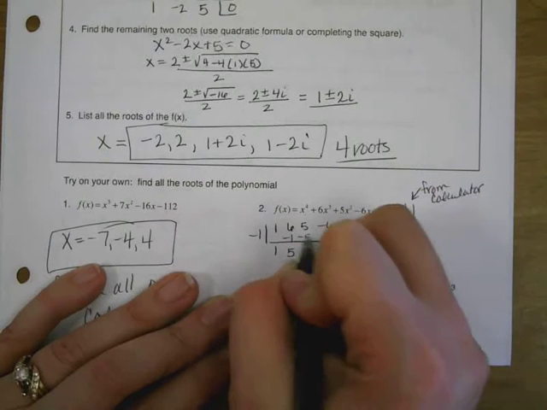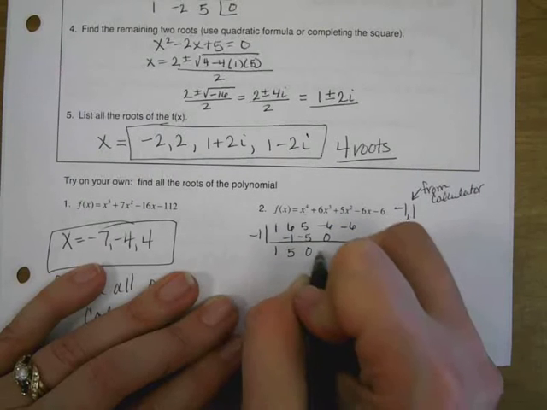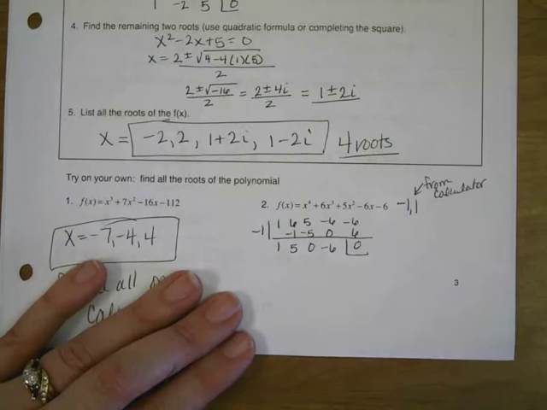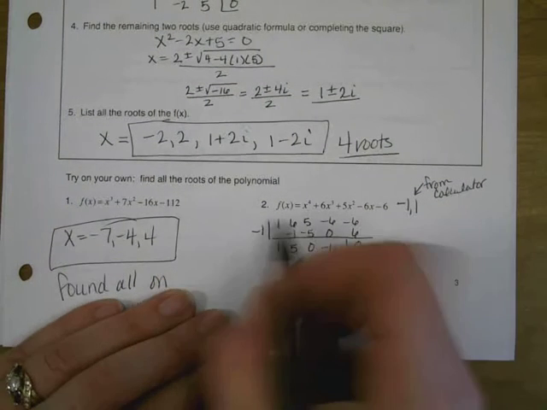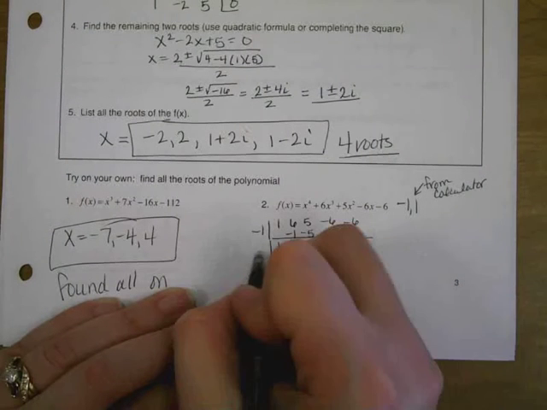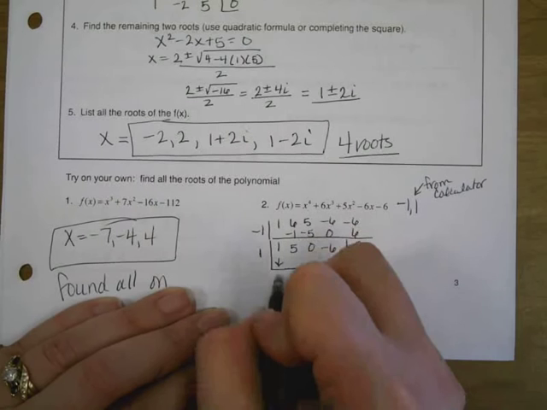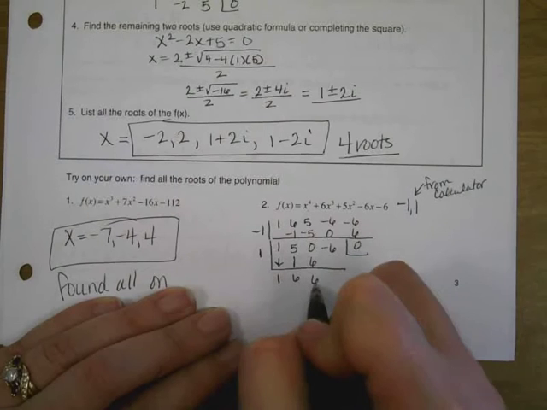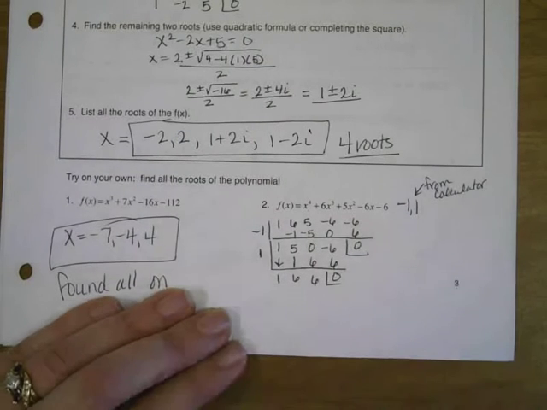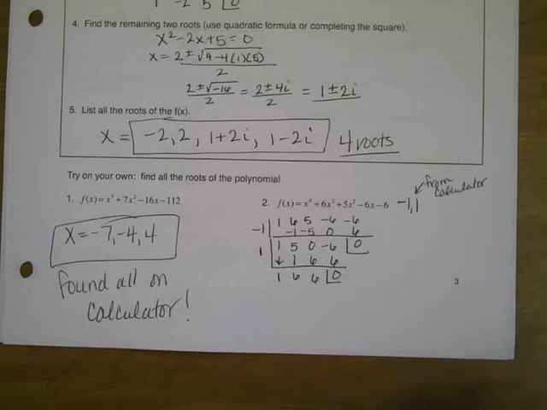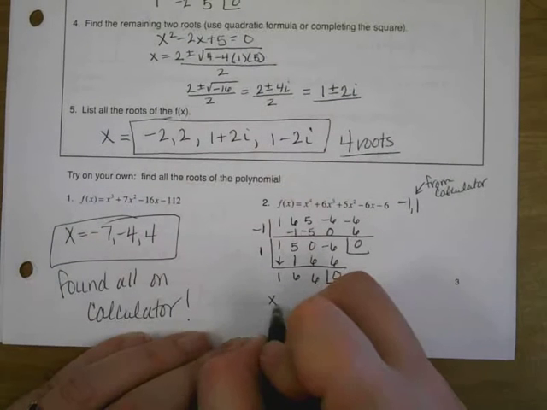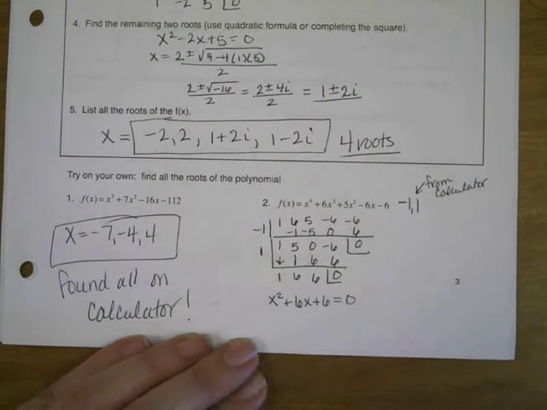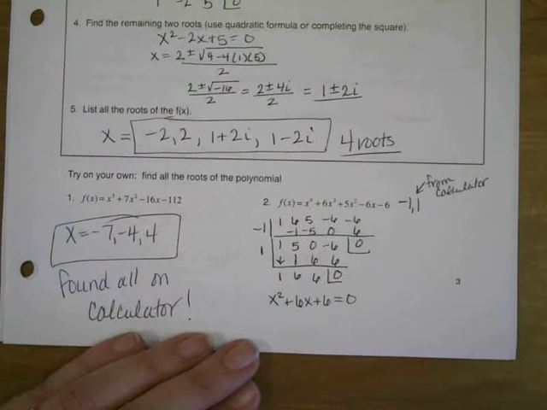Okay, so bring down the 1, -1, 5, -5, 0, 0, -6, and 6 gives me that remainder of 0. So now I'm down to a cubic. I'm going to use my other root I found on the calculator, which was 1, to do this one more time. And there I get that remainder of 0 again. So now I'm just dealing with this quadratic, x squared plus 6x plus 6. I've got to solve that.